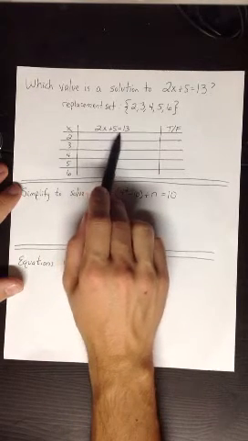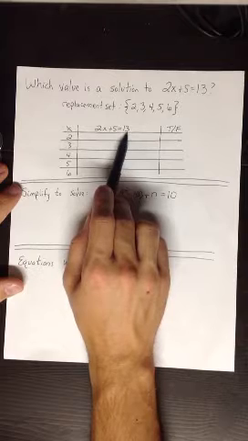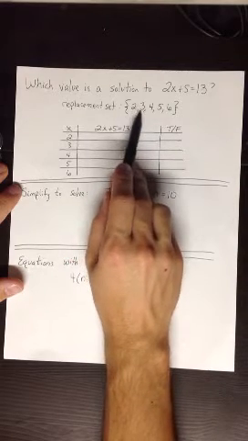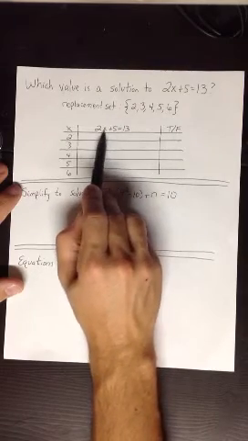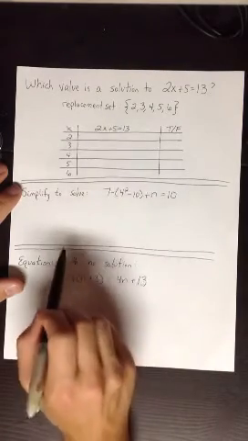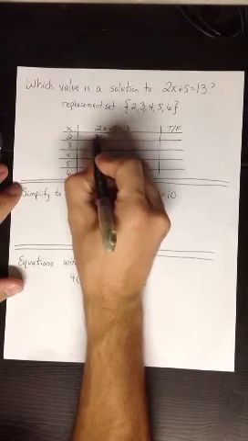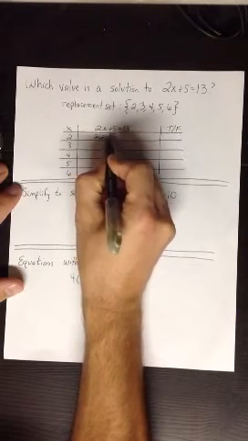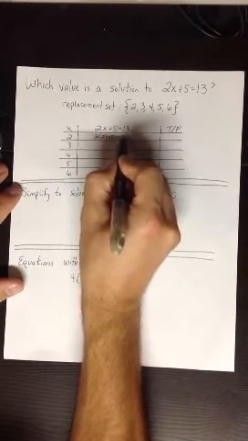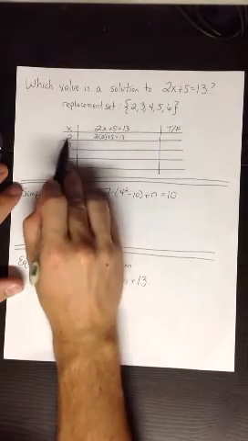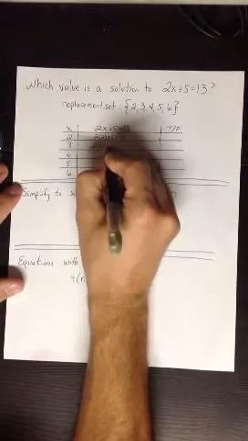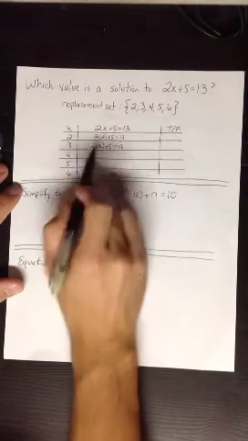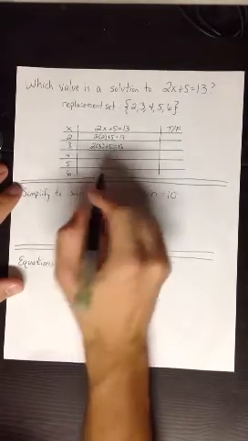So I've got 2x plus 5 equals 13. And I want to see which of these numbers, 2, 3, 4, 5, and 6, when replaced for x, will give me a solution of 13. So let's try this. 2 times 2 plus 5 equals 13. I replaced x with 2. 2 times 3 plus 5 equals 13. I replaced x with 3.